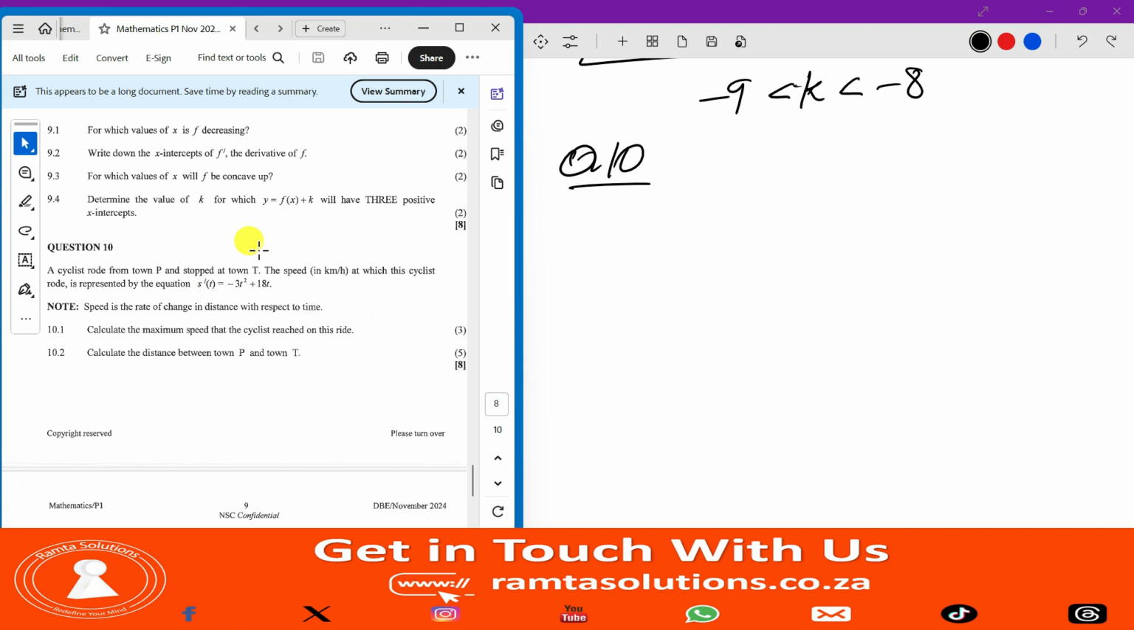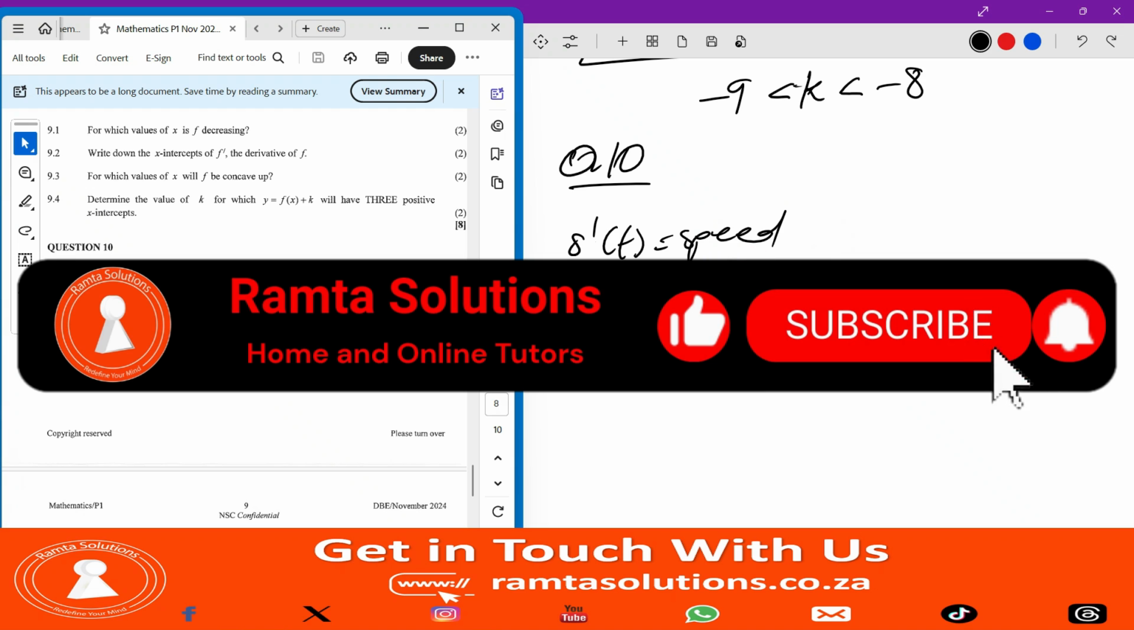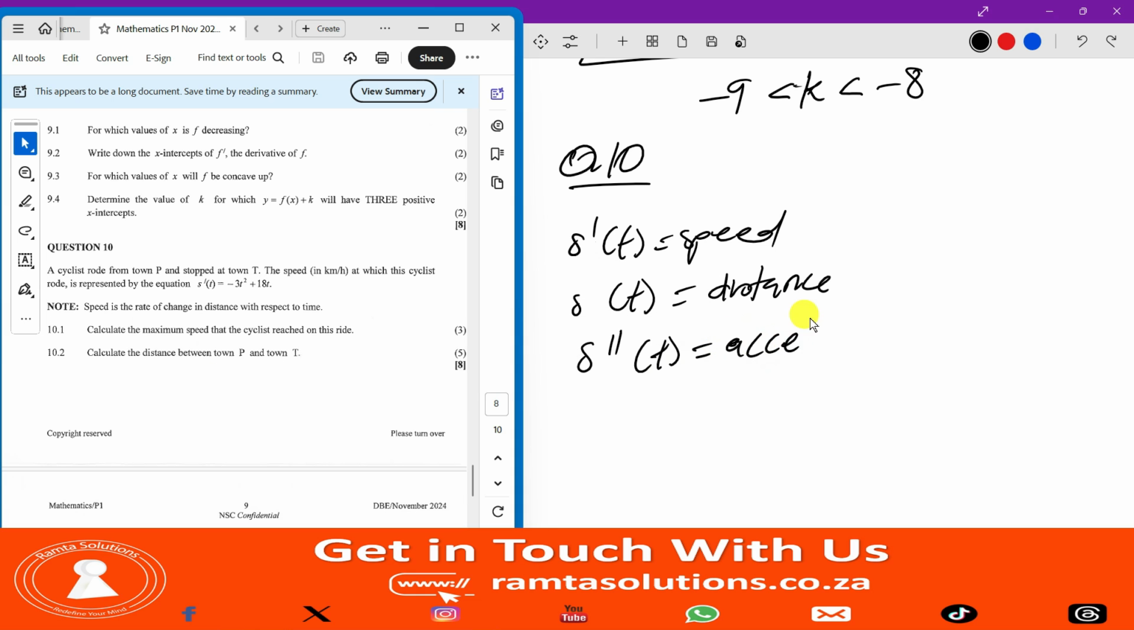This is the speed. Remember, if s prime of t is the speed, it means s of t is the distance, and then s double prime of t is the acceleration. Please note this, but let's get into the question. Note, speed is the rate of change in distance with respect to time.